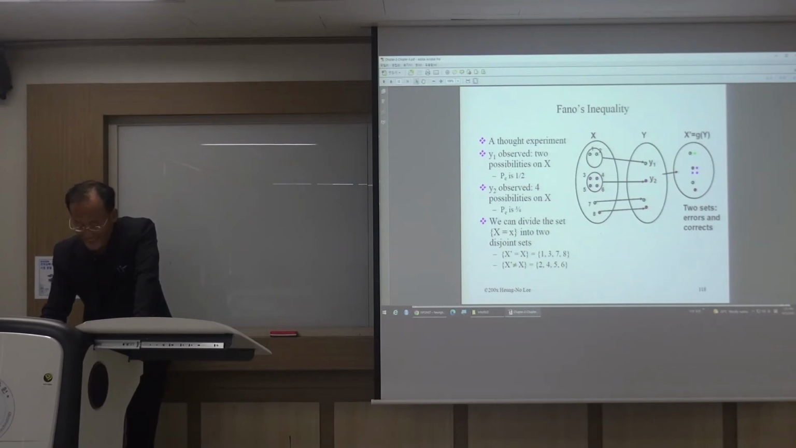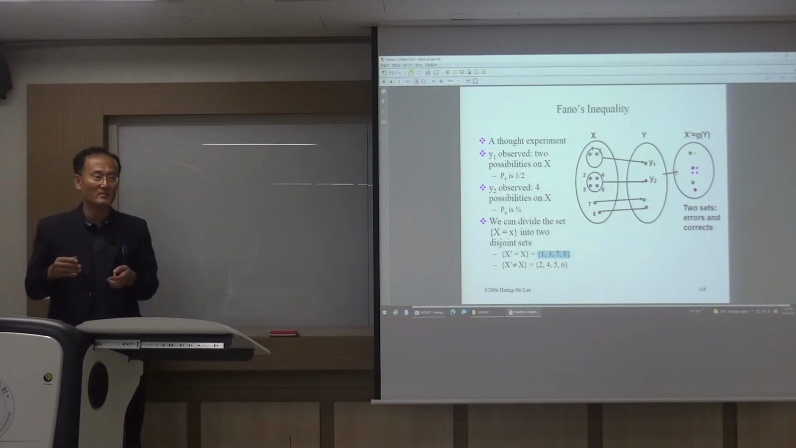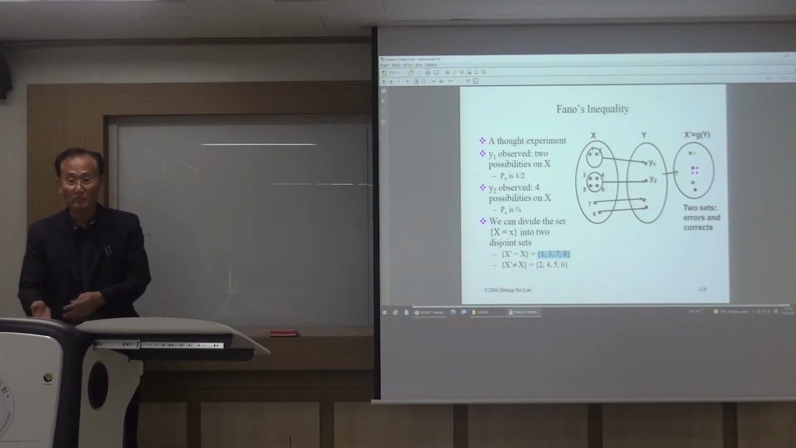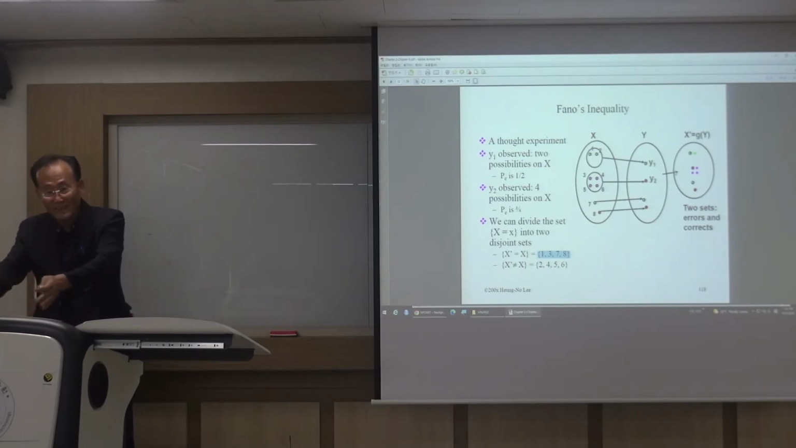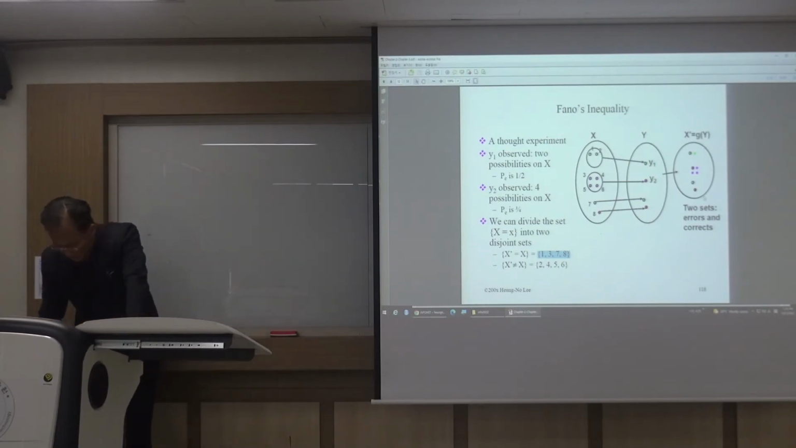Now we can divide this set into 2 disjoint sets. Those sets either incur errors, which is 2, 4, 5, 6, meaning whenever the input was this, it's an error, or whenever the input was this, there is no error. If you change the mapping rule, say you improved your AI model, it will change. But for the particular scenario that I have explained, this is true. So far, so good. Is there any question for this one? Okay, then we move on.